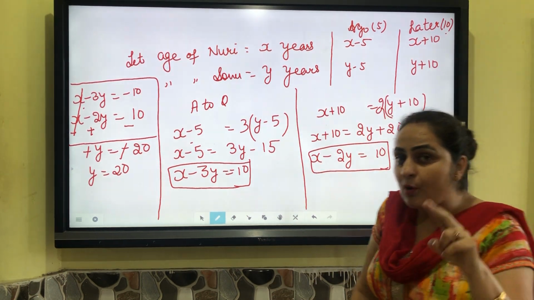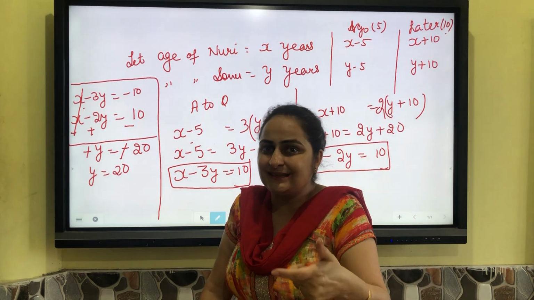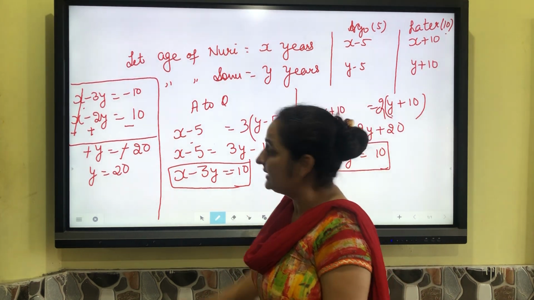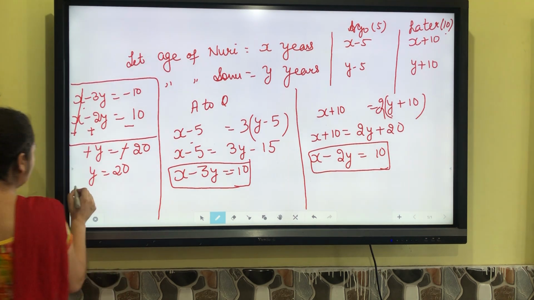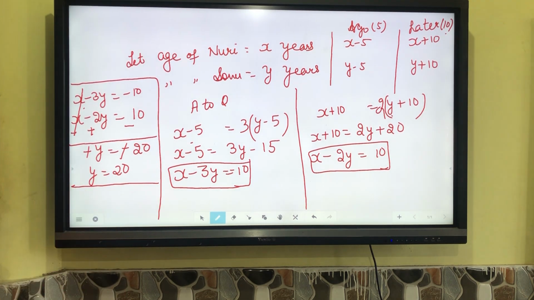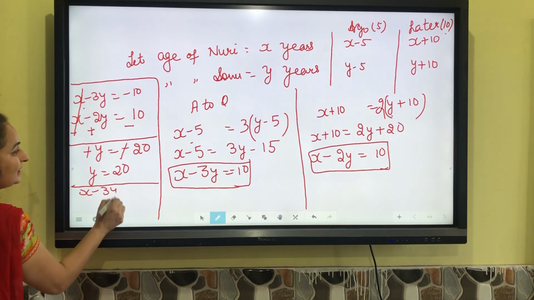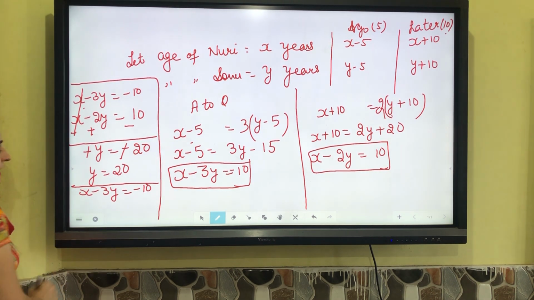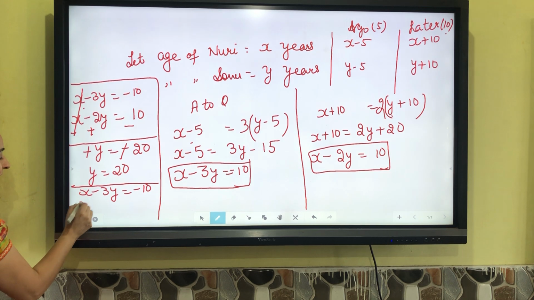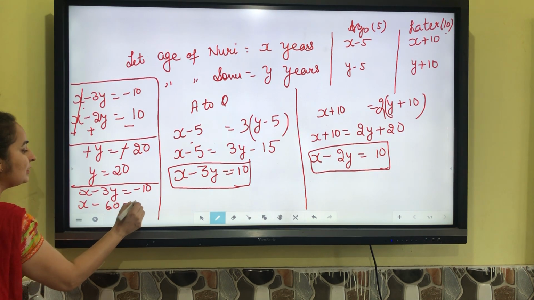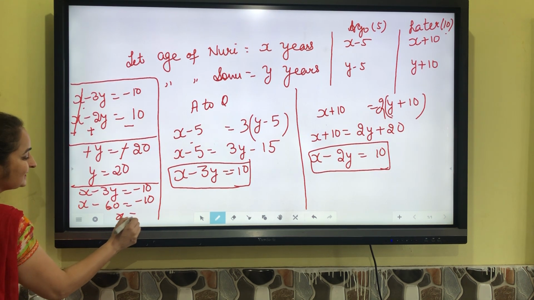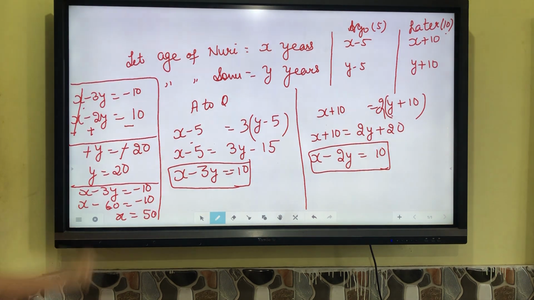But one more age is left. Whose age is left? That is the Noori's age. Now I am calculating here the age of the Noori. What's the equation? X minus 3y is equal to minus 10. And we know the value of y. X minus 60 is equal to minus 10. And x is equal to 50. This is the age of the Noori.